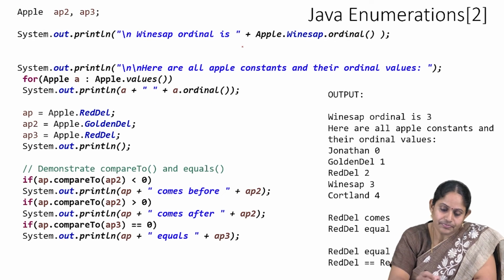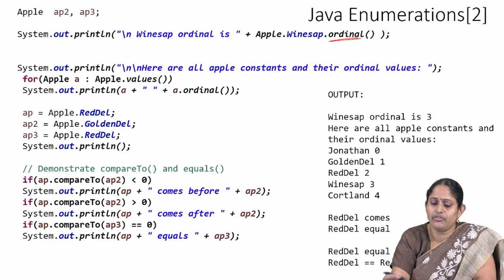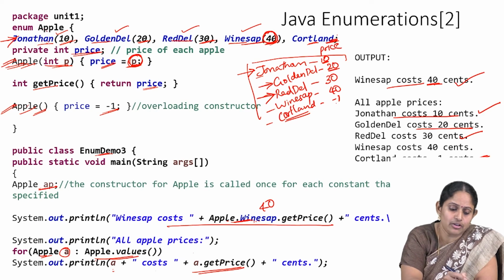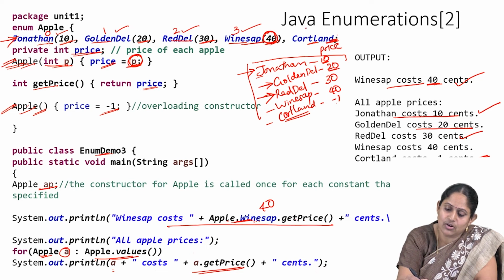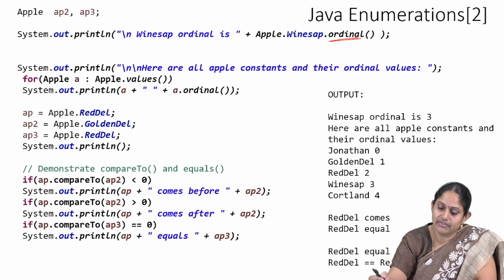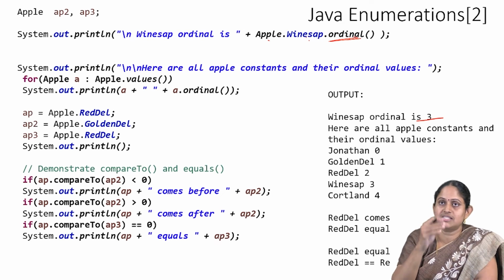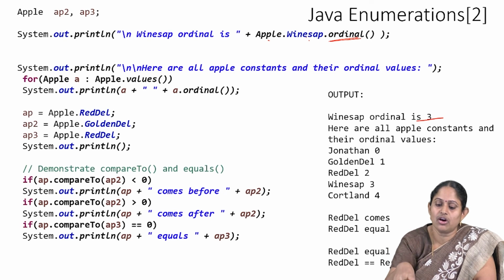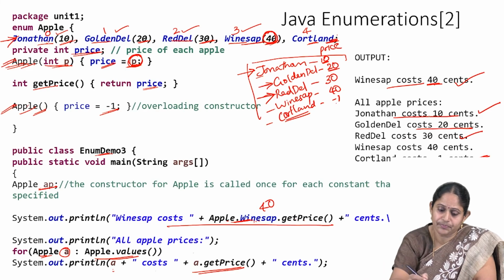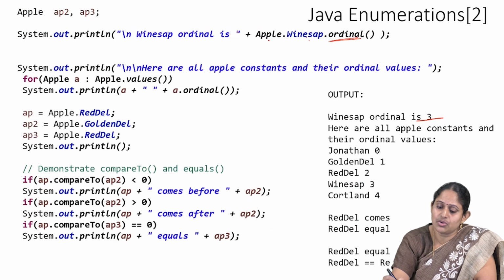Next we are displaying the ordinal value of Winsap. What is the ordinal value of Winsap? Jonathan is 0, Goldendale is 1, Reddell is 2, Winsap is 3 and Cortland is 4. So Winsap's ordinal value is 3, whatever is the position of Winsap in that enumeration constant list, that will be displayed. Winsap was present at the third location, so we get the ordinal value as 3.